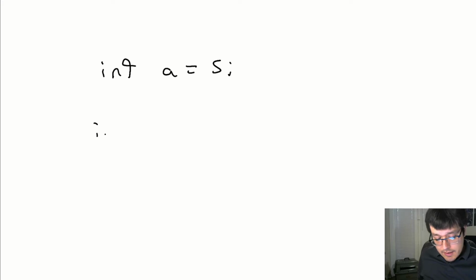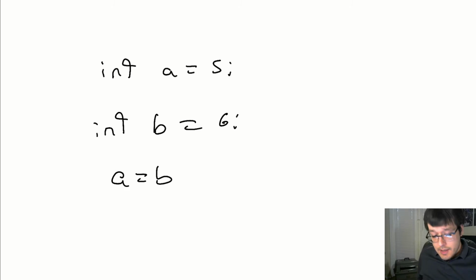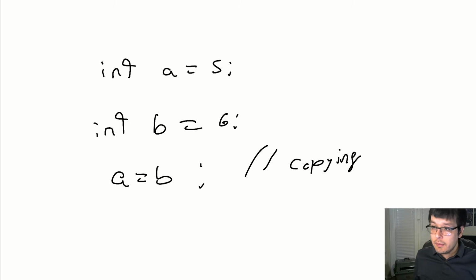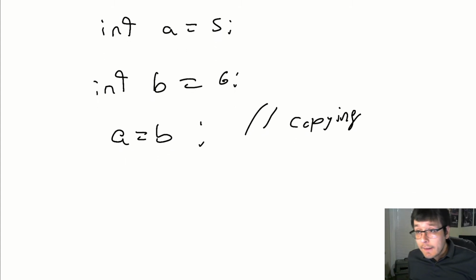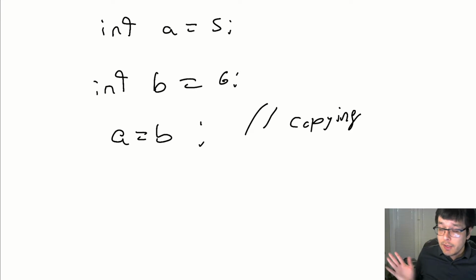When you copy a single variable, and what I mean by copy is, if I have int a gets 5, and then I make an int b gets 6, and I say a gets b, I'm copying the value of b into a, right? So a is going to have a 6. If I modify b afterwards, it's not going to modify a, right? Once that copy is made, there's no association or link between them.